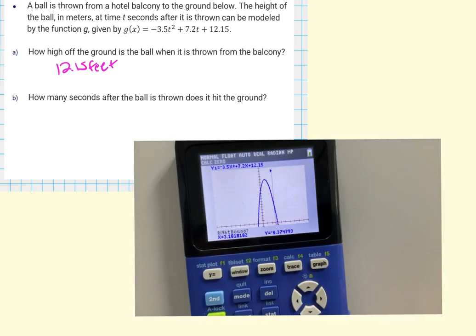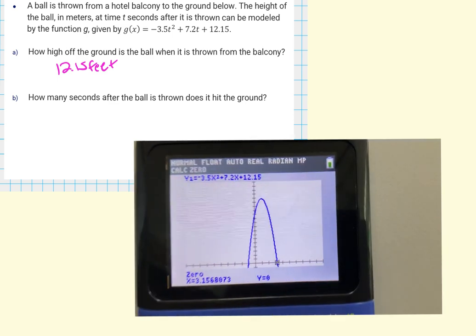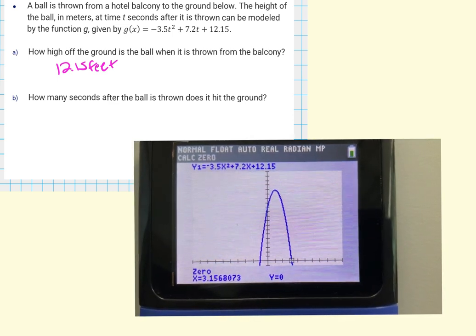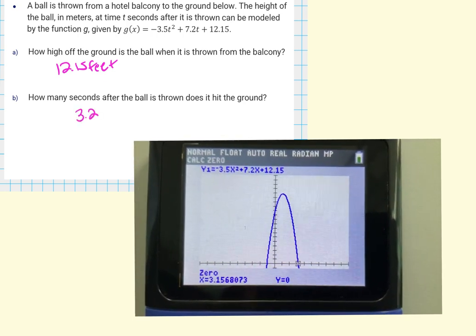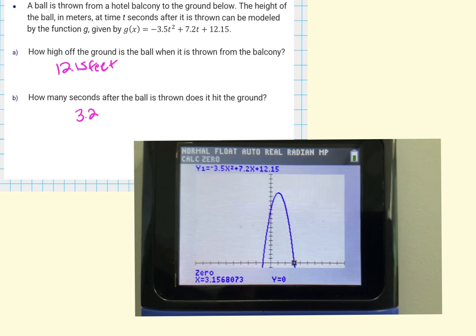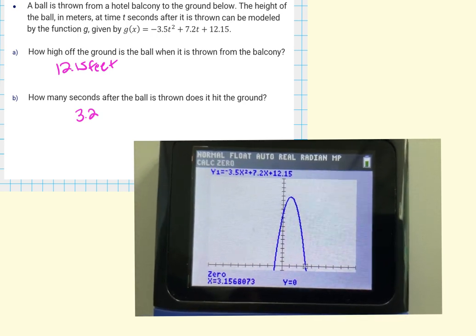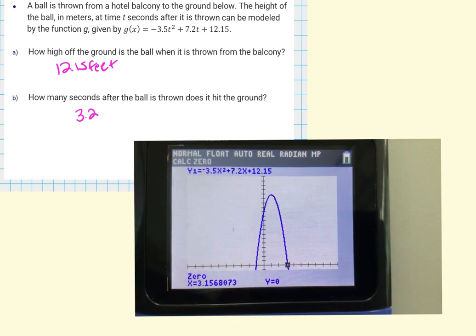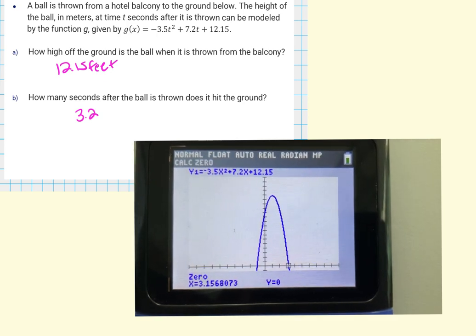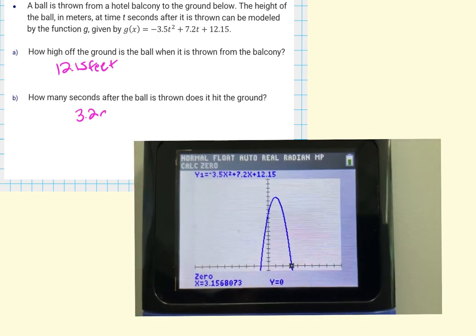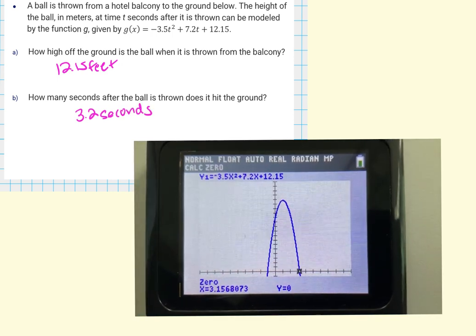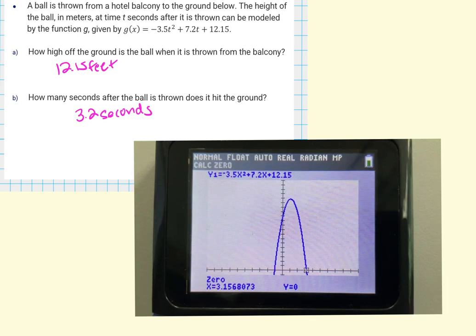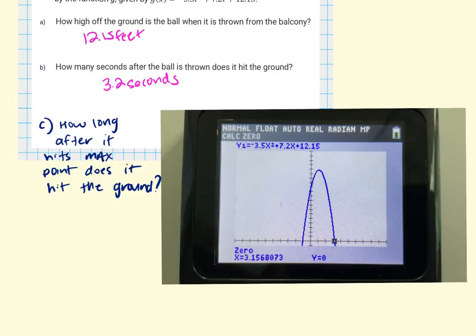Go past it. And it says 3.1568073 and 0. So we're going to round this to the nearest tenth for now. It actually didn't say, okay? But 3.2, not feet, 3.2 seconds. Okay? 0 would be the feet. Make sense? Yeah.